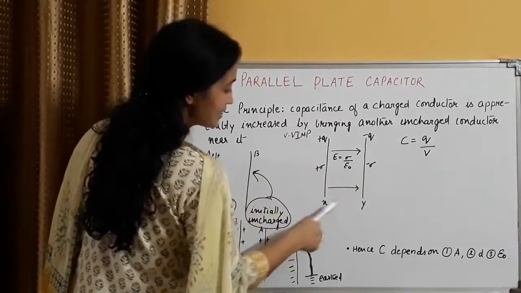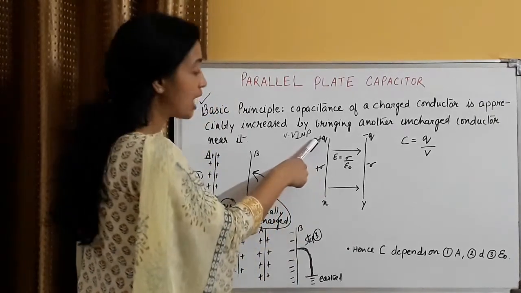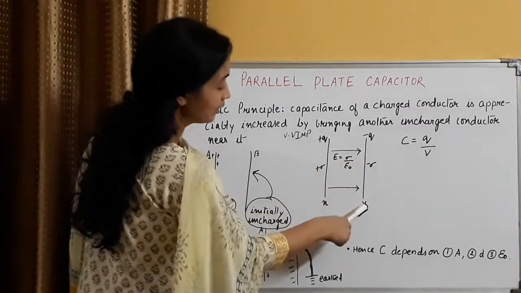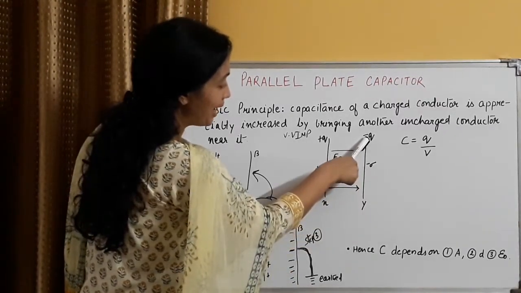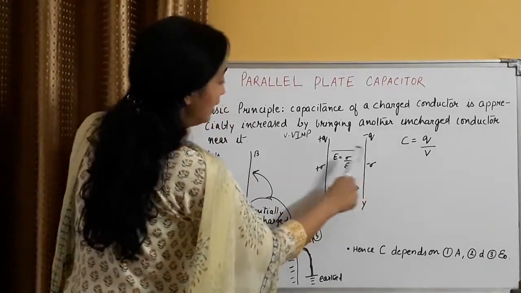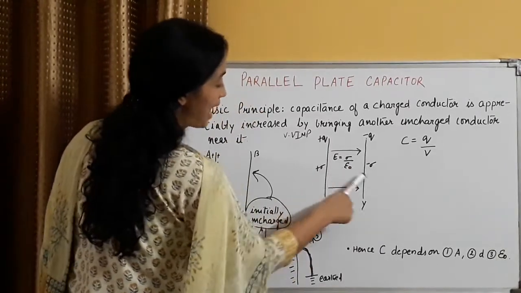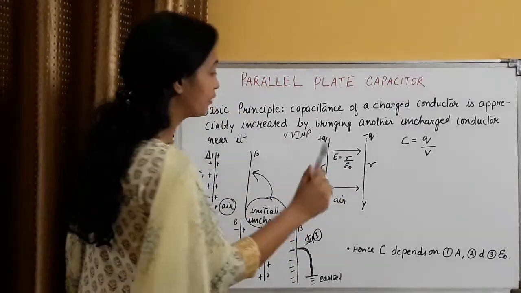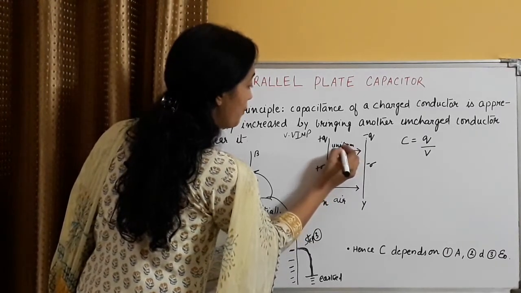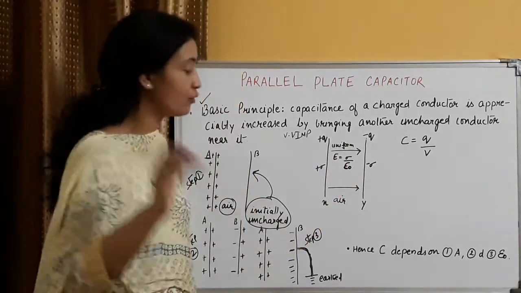Two conductors, I have given them the names X and Y. Conductor X is given a positive charge Q and it has surface charge density plus sigma. Conductor Y has negative charge minus Q. It has negative surface charge density minus sigma. The electric field in the medium between them is parallel and uniform, and the value is sigma upon epsilon naught. This is something we have already seen.